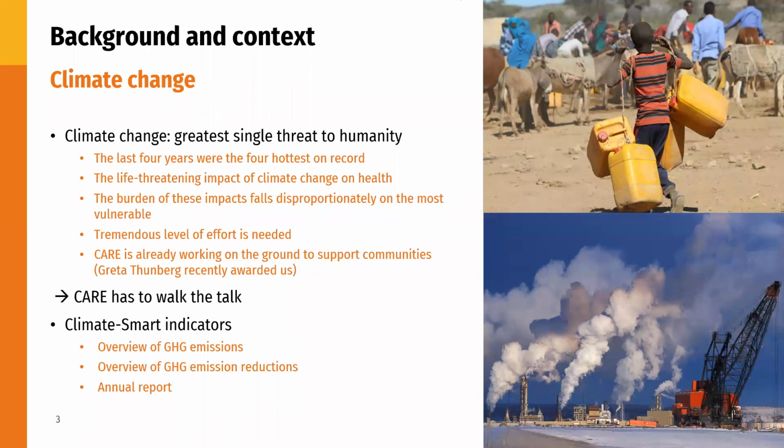This is why we have the new climate smart indicators. They will allow us to, firstly, have an annual global overview of the total amount of greenhouse gas emissions generated by CARE, as well as a global overview of the total amount of greenhouse gas emission reductions by CARE over consecutive years, and a global overview of the types of measures developed by CARE offices to reduce and/or offset emissions. They will also generate information that supports reflection and learning around good practices to reduce emissions, and about areas that require improvement and support.